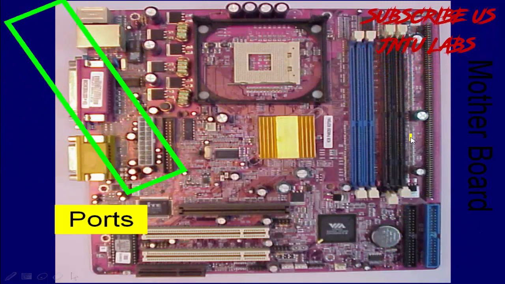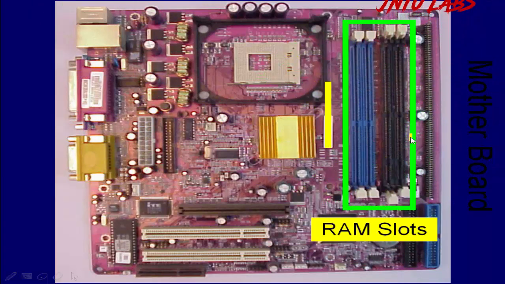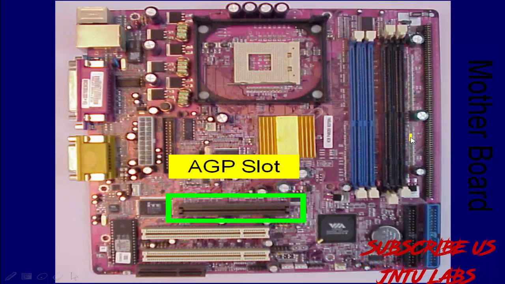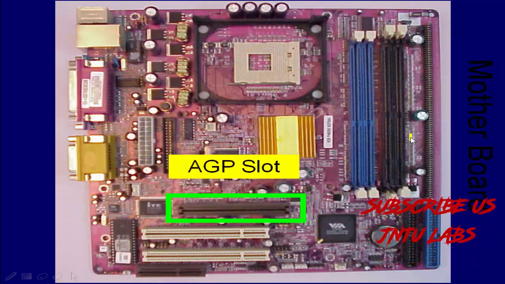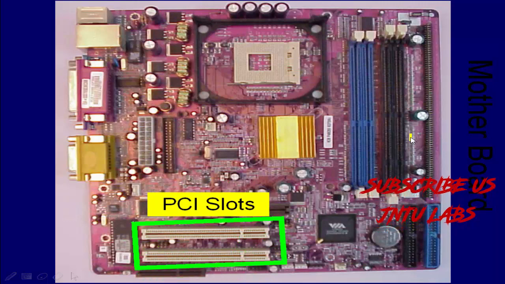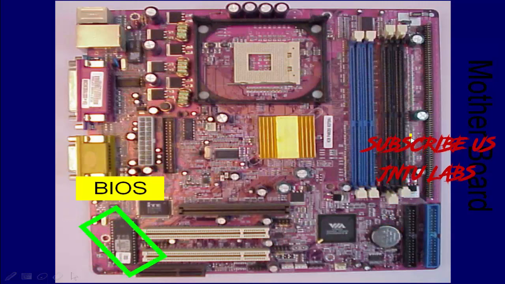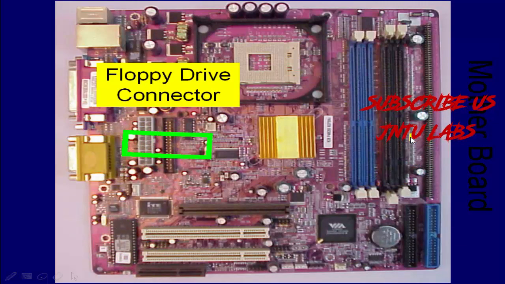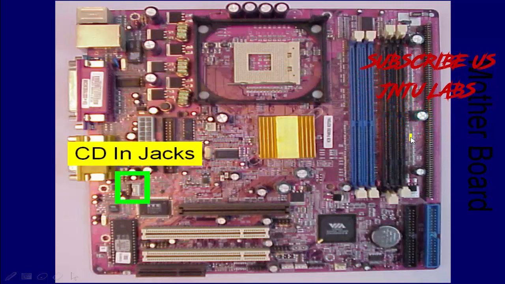And next we have our ports. Different kinds of ports will be present. Next we have RAM slots: the SD RAM slot, DDR RAM slot, SD being synchronous RAM and DDR being double data rate. And next the AGP slot. AGP is nothing but your graphics slot. Next you have PCI slots, next the CNR slot. Next you have the BIOS, then an ATX power connection, a floppy drive connection, and next the CD jack in.